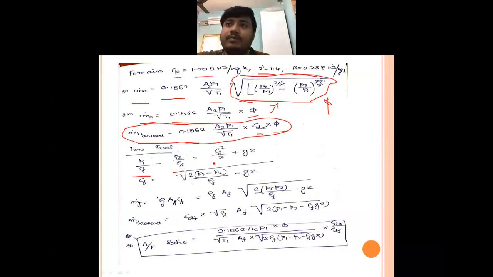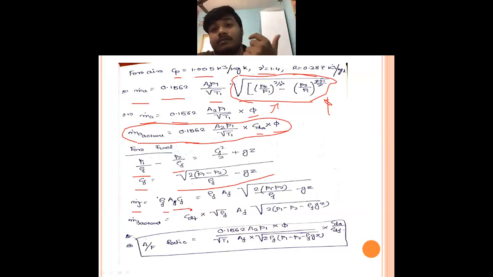Okay, so at the tip of the nozzle and the throat portion, we get p1 by rho f minus p2 by rho f is equal to cf square by 2 plus gz. So cf will come like this. Again, we will use the formula for mass flow rate, that is rho f, af and cf, where af is the area of the nozzle. Then if we put the value of cf over here, the equation will come like this.